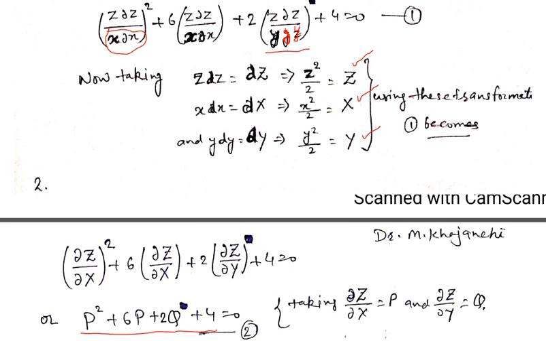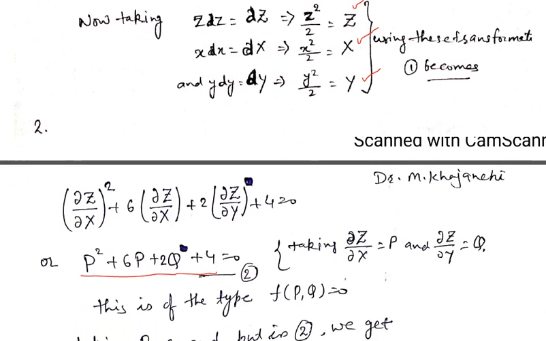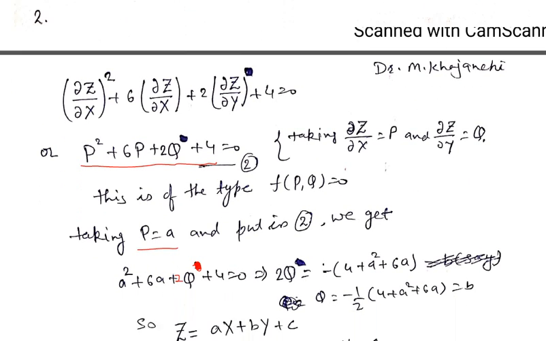In place of z del z upon x del x we get del of capital Z upon del of capital X. Here also del of capital Z upon del of capital X. In the third term del of capital Z upon del of capital Y. So here it becomes capital P, capital P, capital Q. So P square plus 6P plus 2Q plus 4 equals 0. Now this is an equation of standard form 1. We can find its solution using this particular method.